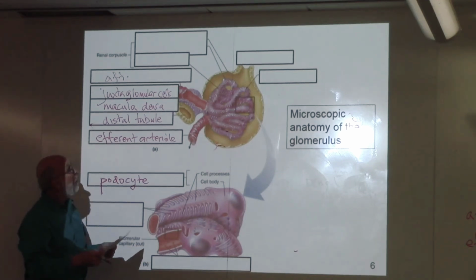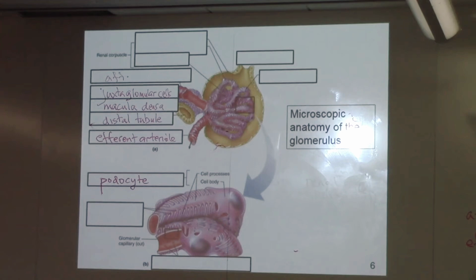Okay, so I can't reach some of these. What is this supposed to be pointing to? We've got the name down here. That's a podocyte, right? This is a podocyte. So this box is actually pointing to two things. The bottom part of this box is a podocyte. The top part of this box, this line here, is pointing to what? Bowman's capsule. The cells that make up Bowman's capsule.